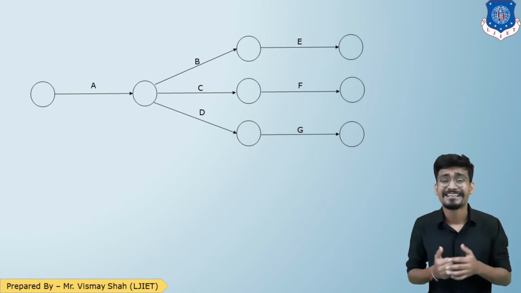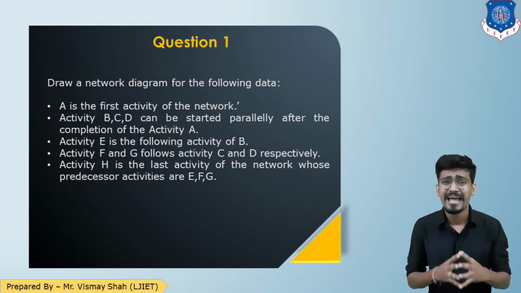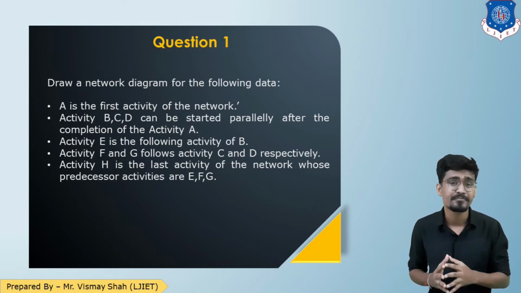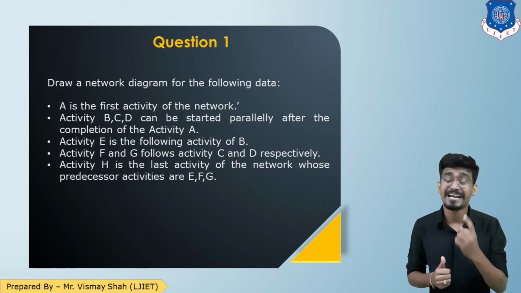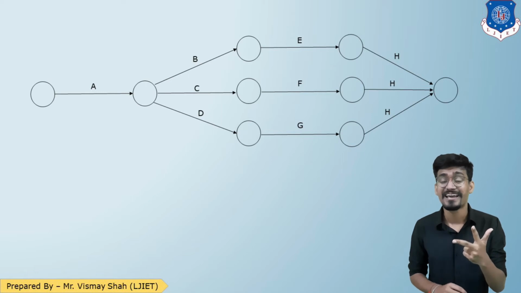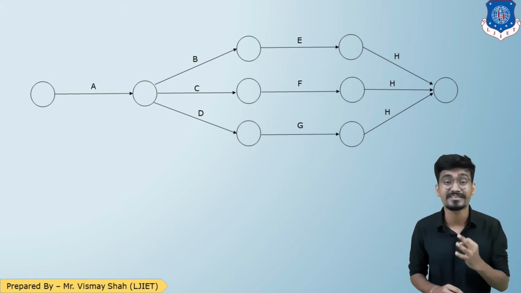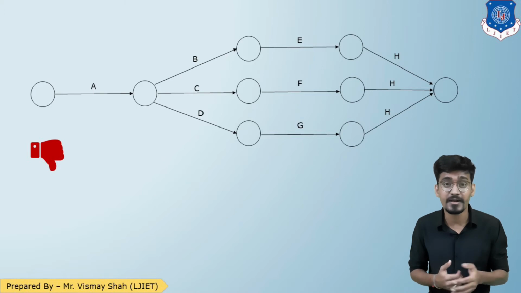Now let us read the last data. So the last data is activity H is the last activity of the network and whose precedence activities are E, F and G. So from E, F and G, H is coming out. Let us represent the scenario in the network. So as you can see, from E, F and G, activity H is coming out. So here I have represented H 3 times. But is it possible? No, definitely not.